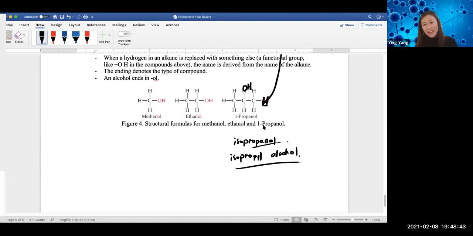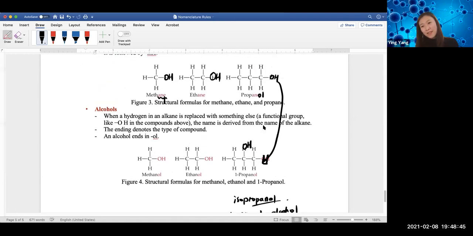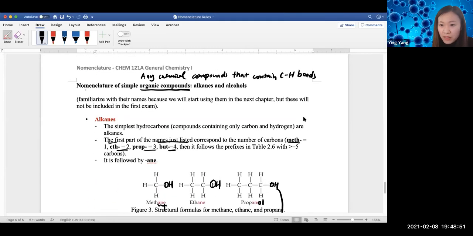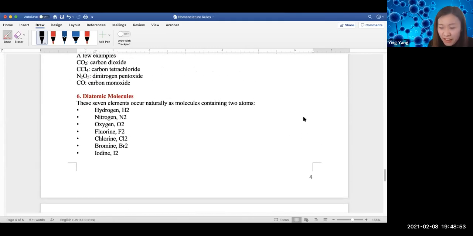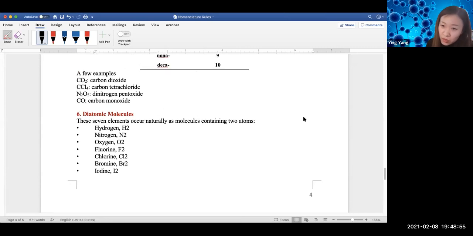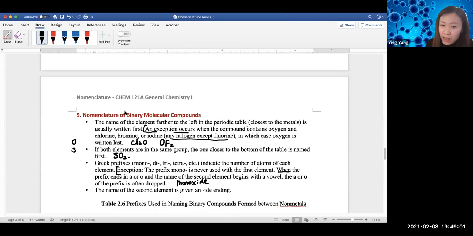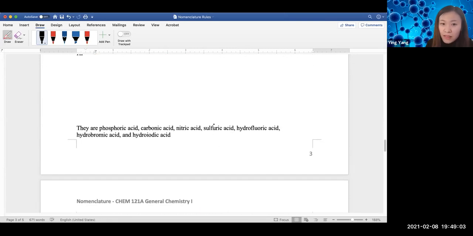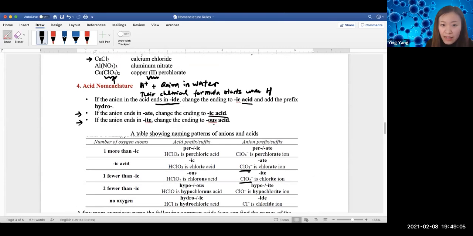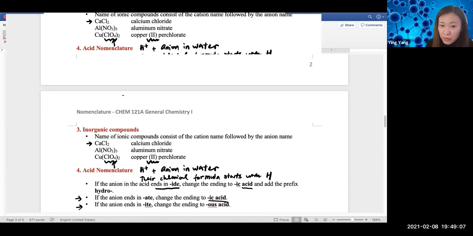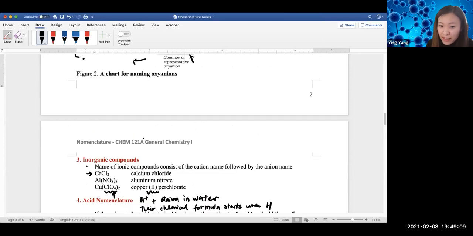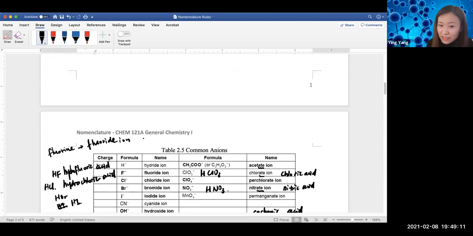All right, so these are just some simple examples of organic compounds and their naming rules. But what's really important for now and for the next exam is to know the first 6 sections: diatomic molecules, binary molecular compounds, and acid, inorganic compounds, cation, and anion, right?